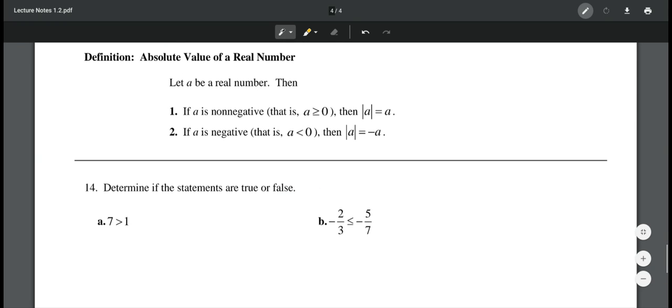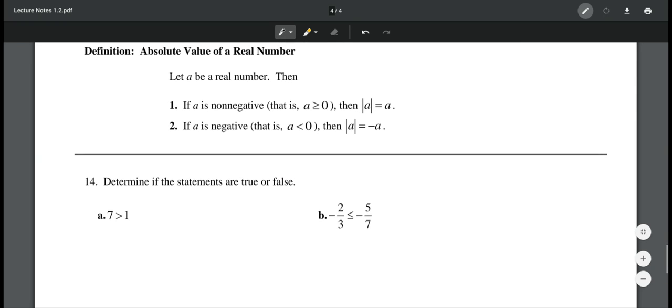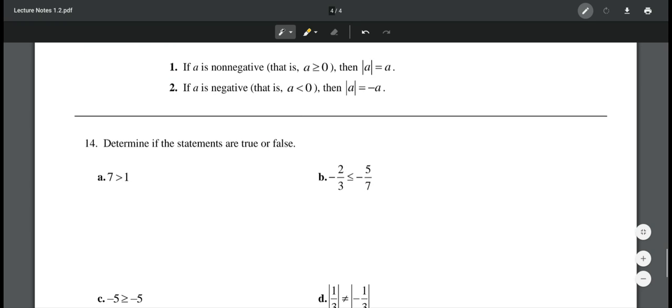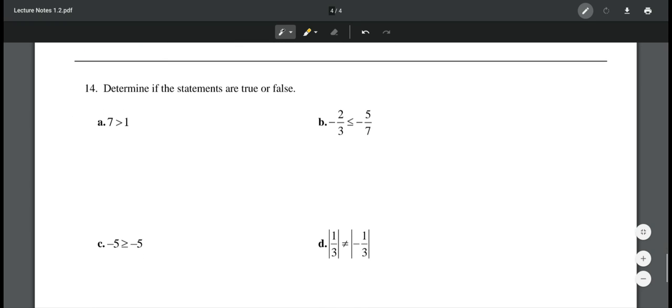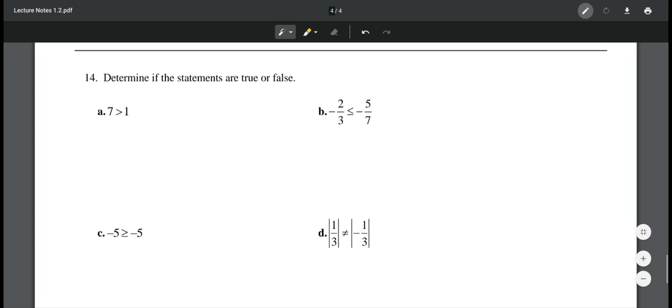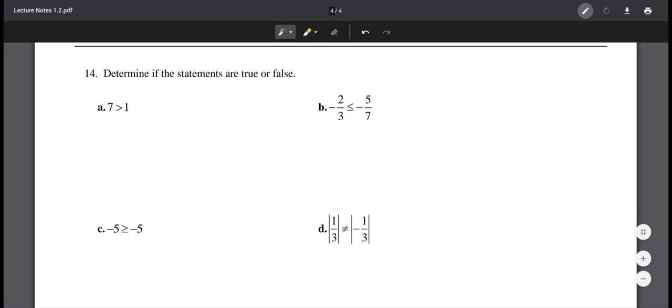So, some definitions of absolute values that you can read. Now, we're going to go through the last few examples, and then we're almost done with this lesson. Determine if the statements are true or false.